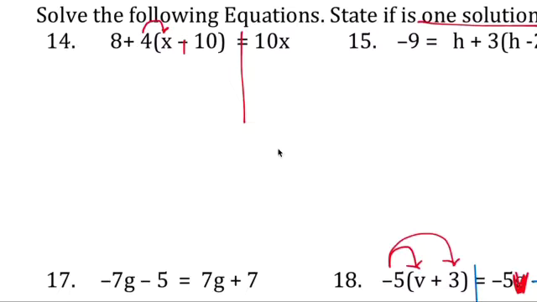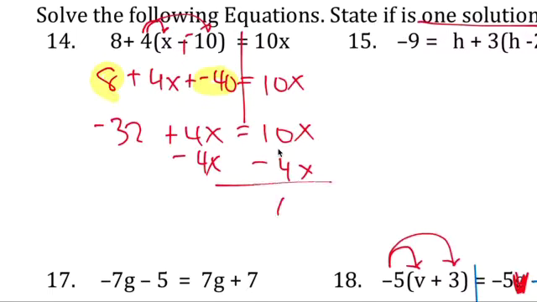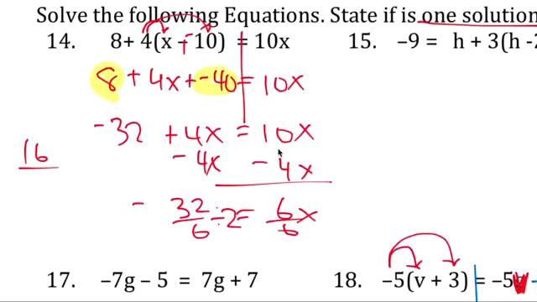Distribute first, additive inverse. Get 4x plus negative 40 equals 10x plus 8. Okay, combine these, you get negative 32 plus 4x equals 10x minus 4x. Divide by 6, it doesn't go in evenly. So you divide by 2, you get negative 16 over 3x. This is called one solution, one letter left.